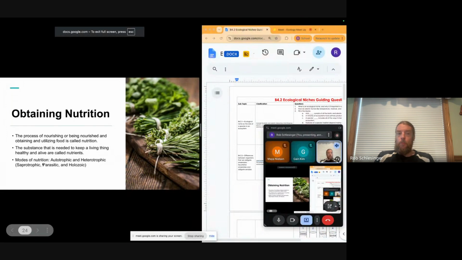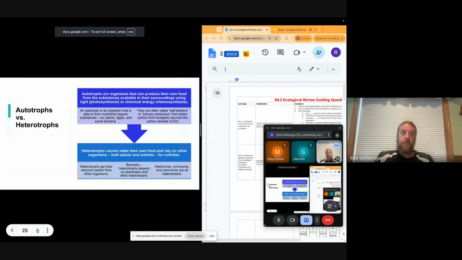And then within that umbrella of heterotrophy, we're going to talk about the difference between being a saprotroph, being parasitic, and being holozoic. This word holozoic is very hot right now with the IB crowd, so it definitely will come up on exams. I want to make sure that you understand what holozoic nutrition is.